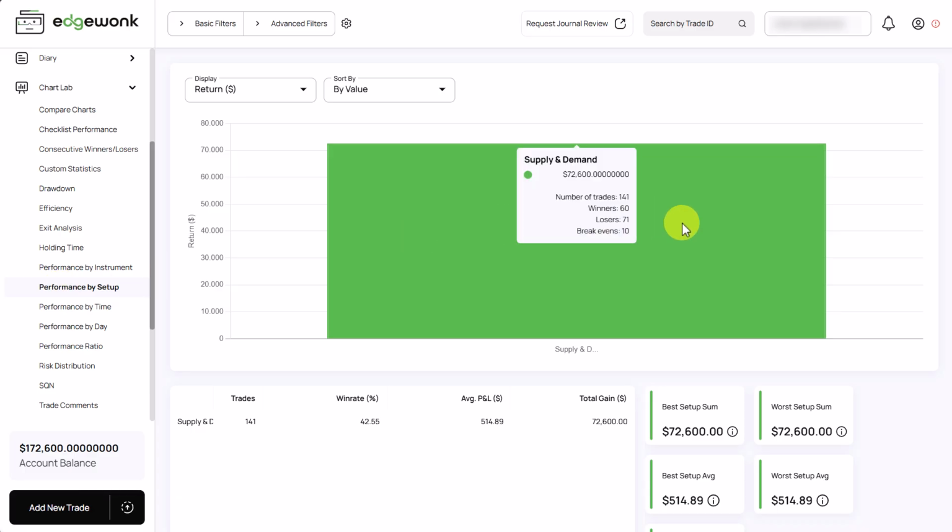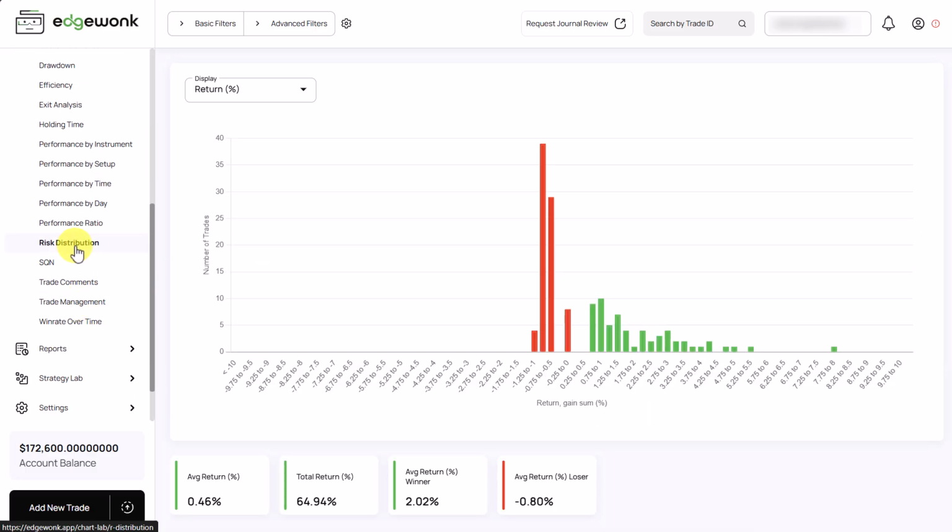Setup-wise, we only have one setup. It's a supply and demand. Okay, fair enough. So you don't have any underperformers or outliers. That's all right. The other thing we can check is risk distribution. So we can see how much risk the trader is taking. 1% seems to be the typical position size. Wherever you see the largest bar or the cluster of bars, that's typically where you have your average position size.